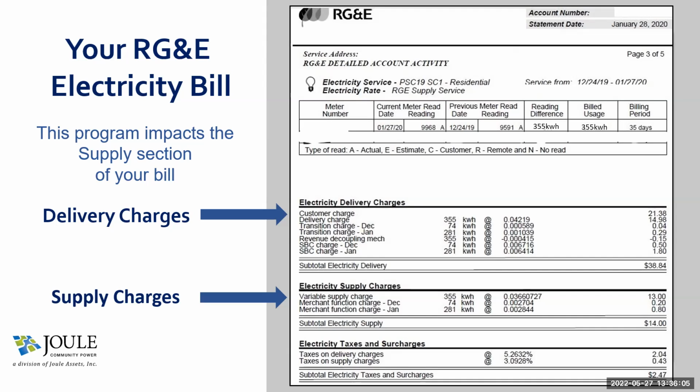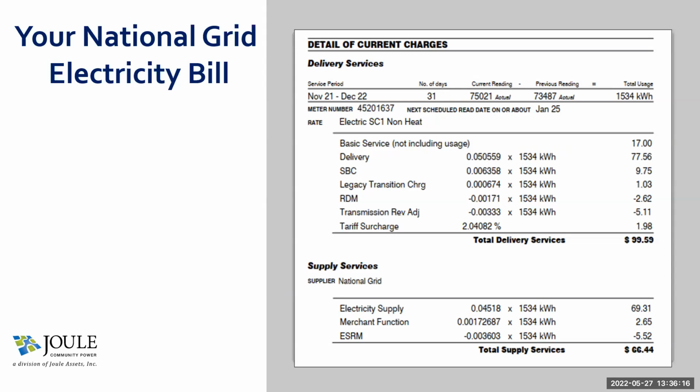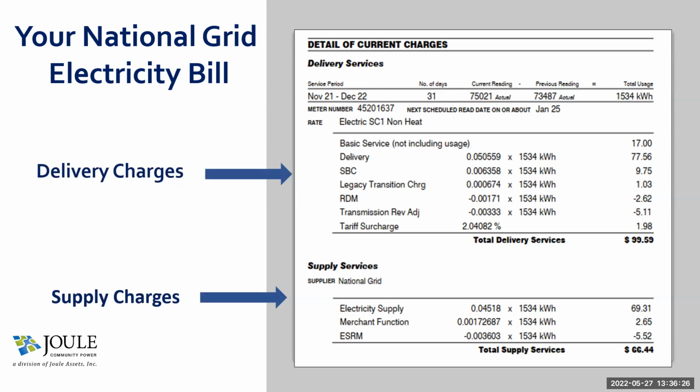It's important to note that this is not an additional charge. This is a substitution charge, as this section is removed from RG&E's section. Okay, the same is true for your National Grid electricity bill. At the top, you can see your meter read information. Below that, you can see your delivery charges, again, just for being a National Grid customer to support their operations. And then next, you see your supply charges.